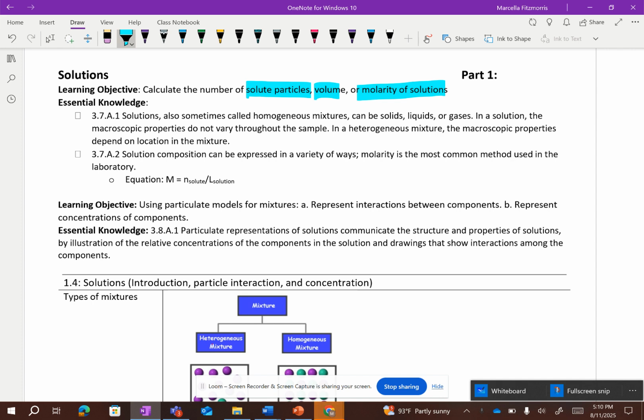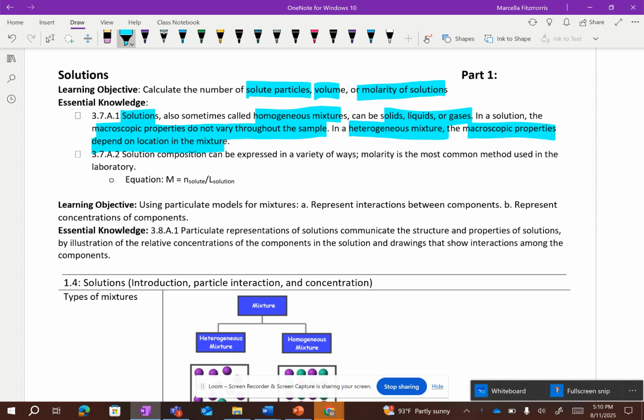Essential knowledge is to learn that solutions, which are also called homogeneous mixtures, can be solid, liquid, or gases, and the macroscopic properties do not vary in the sample. If it's a heterogeneous mixture, the macroscopic properties depend upon the location in the mixture. So what does macroscopic mean? It means the properties that you can see.